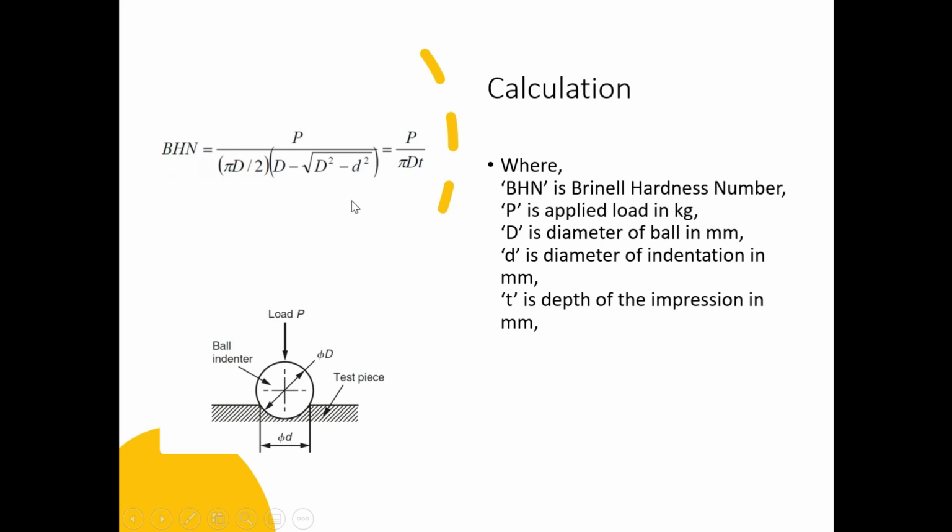Calculation of the formula for Brinell hardness number measurement is BHN is equal to P divided by pi D by 2 into D minus under root D square minus small d square, which is again equal to P by pi D t. So, P is the total load applied, capital D is the diameter of ball in mm, small d is the diameter of indentation, and t is the depth of impression. You may either calculate the depth of indentation or you can go with this formula.